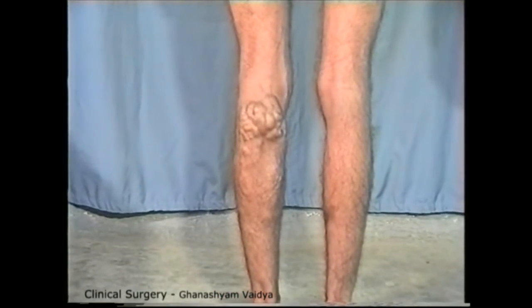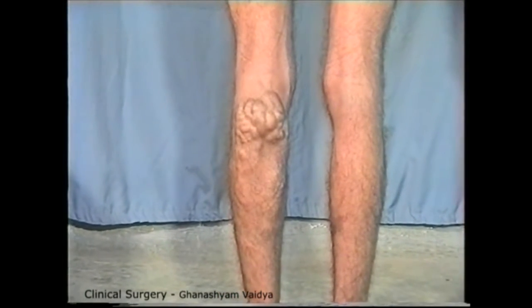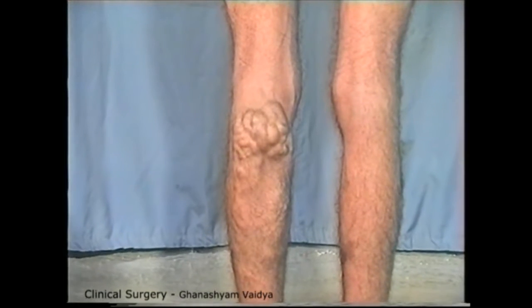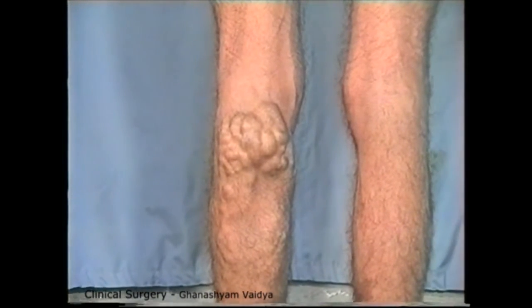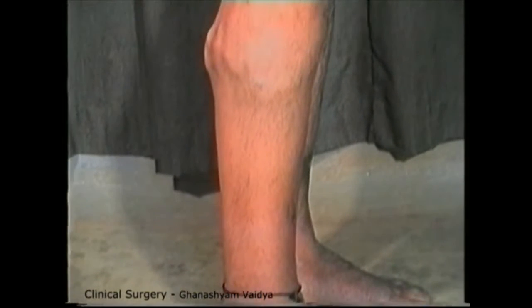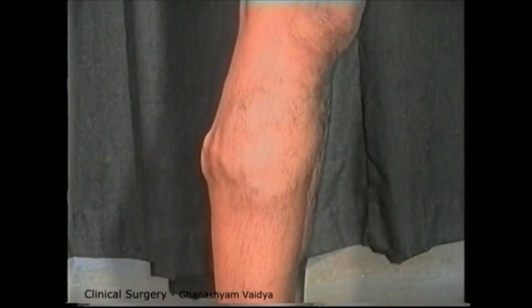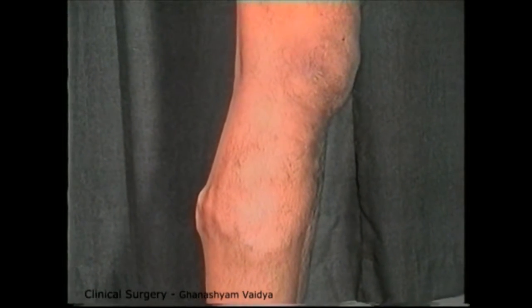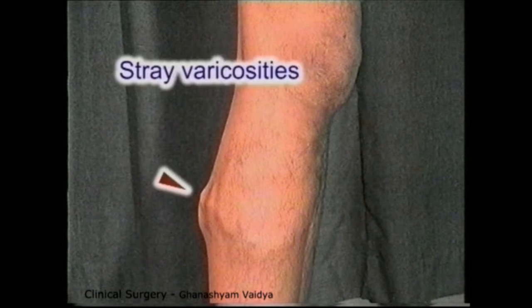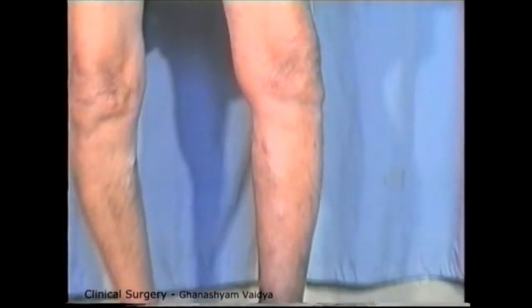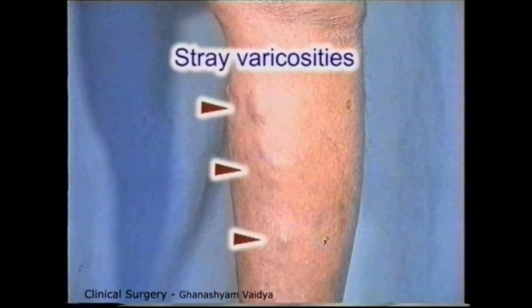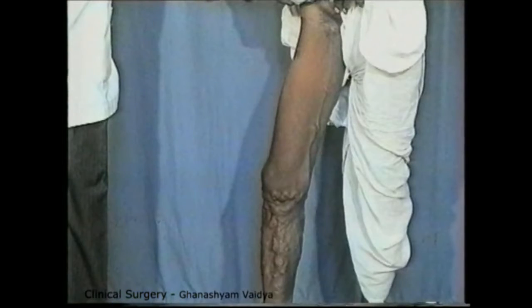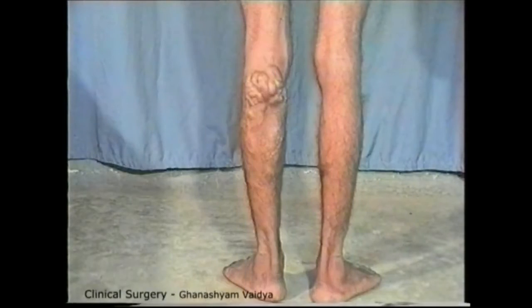The short saphenous varicosities run over the posterior aspect of the calf to converge and end at the center of the popliteal fossa. Some varicosities may not conform to these anatomical pathways and are termed as stray varicosities. So inspect the long saphenous system, the short saphenous system and their relation to the present varicosity. For this, you must examine the leg from all the sides, front and back.